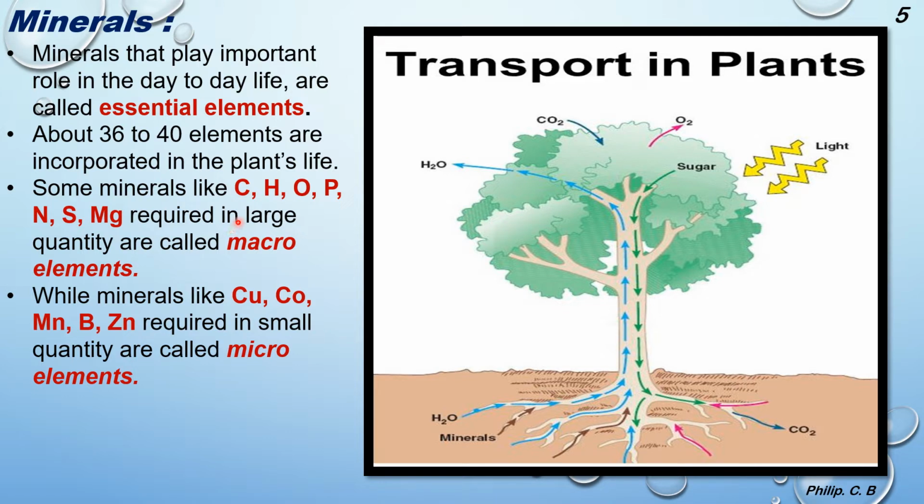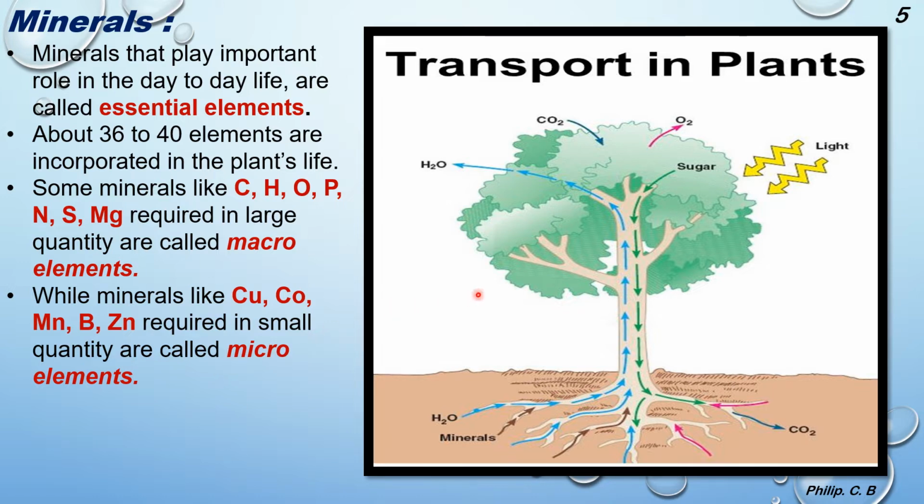I hope these are the elements we come across in the chemistry part, right? That is C, carbon, H, hydrogen, O, oxygen, P, phosphorus, N, nitrogen, S, sulfur, Mg, magnesium, whereas they are the macro elements. The minerals like Cu, that is copper, Co, cobalt, Mn, manganese, B, boron, and Zn, zinc, required in small quantity, are micro elements. So the minerals required in large quantity are the macro elements, and those in smaller, minute trace quantity are the micro elements.